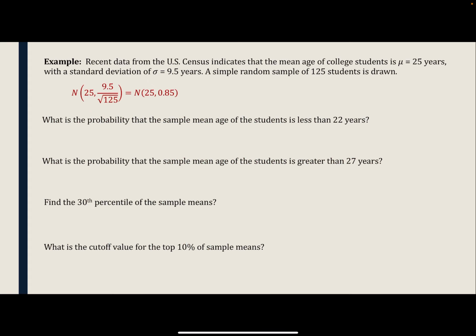So we're going to use this to answer very similar questions to what you saw in Chapter 13, and then again also what you saw way back in Chapter 5. The first questions are asking for the probability. And regardless of if we're talking about a population or a sampling distribution of proportions or a sampling distribution of means, if it's a normal distribution and it asks what is the probability, then we are using the normal CDF command.